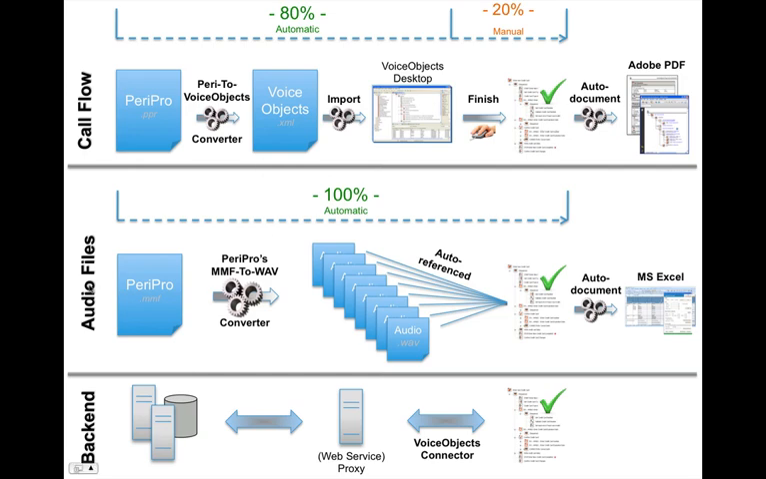As for the audio files, the prompts of your application, PeriPro manages those files in a .mmf format, which is kind of an archive. So you would use PeriPro's own converter to generate all the individual audio files, the .wav files that make up your application. Now the beauty of the tool is that in the VoiceObjects application, all of these audio files are already automatically referenced at each dialog step correctly, so you don't have to worry to associate each audio with a step in your application. Again, with our Storyboard Manager feature in VoiceObjects, you can essentially then click another button to create an automatic documentation of your storyboard, of your prompt list in Microsoft Excel form.